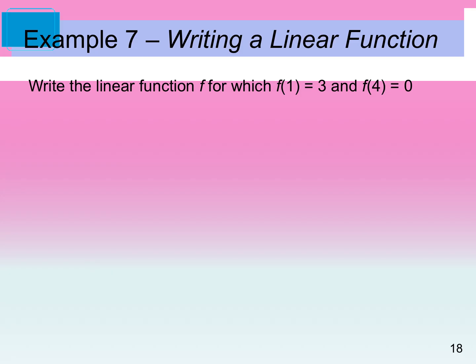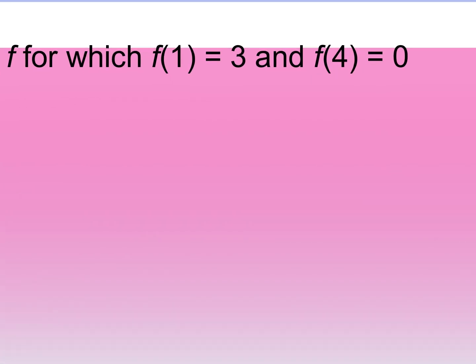Example 7 asks to write a linear function f for which f of 1 is 3 and f of 4 is 0. So here we can turn these into points. Remember, the number in our parentheses is our x. So our x would be 1, and when x is 1, y is 3. And then in our second point here, if x is 4, y is 0. Now we're coming up with an equation of a line. It asks us to write a linear function, so we need an equation for our line.